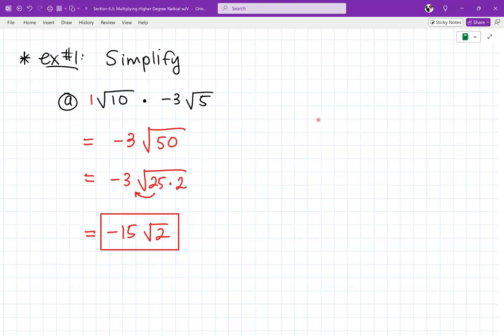The question I'm always asked is, could I do this on the calculator? Yes, you can do these on a calculator.